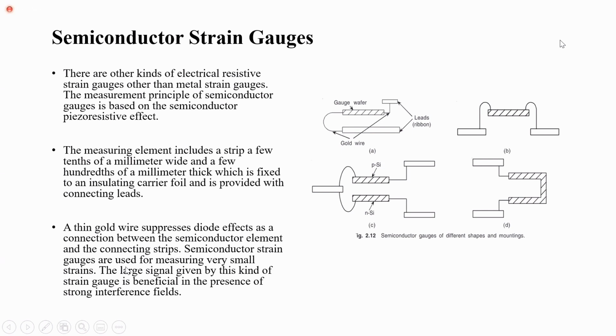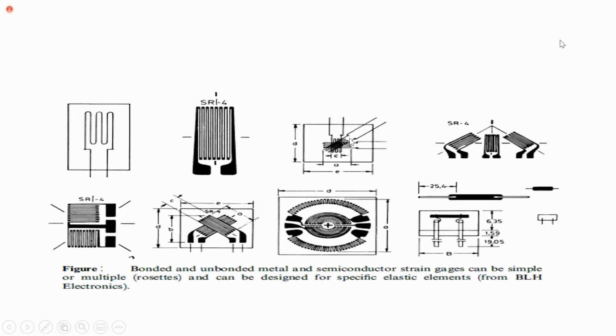Semiconductor strain gauges are used for measuring very small strains. The large signal given by this kind of strain gauge is beneficial in the presence of strong interference fields. So this is called semiconductor strain gauge. Here we have semiconducting material strips. If you apply strain on these strips, you will get resistance variation. And here we have different types of strain gauges. Now I will show you a video, students, a strain gauge video.